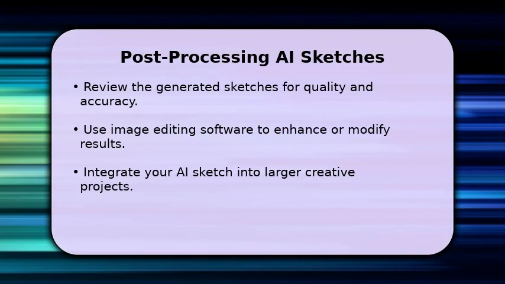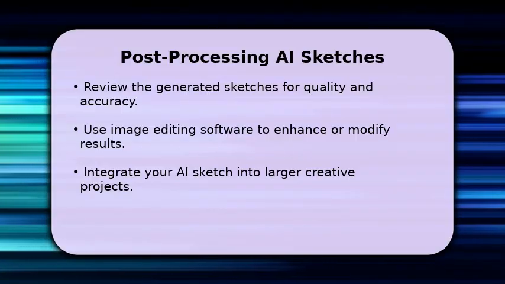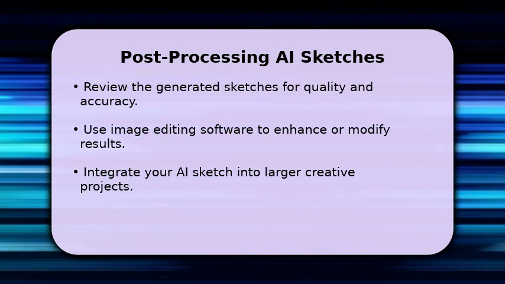Once your AI has generated a sketch, the next step is refinement. Carefully review the output for quality and ensure it aligns with your initial concept. You can then use standard image editing software like Photoshop or GIMP to make any necessary enhancements or modifications. Finally, integrate your polished AI sketch into larger creative projects, whether it's for concept art, illustrations, or personal artistic expression.